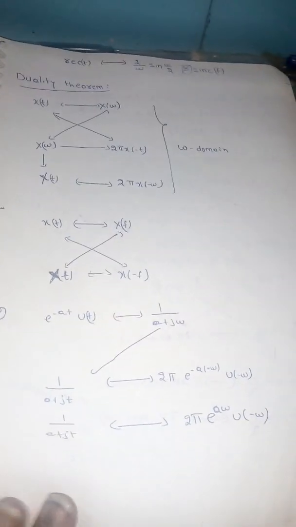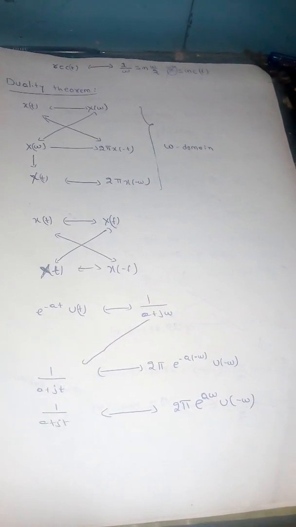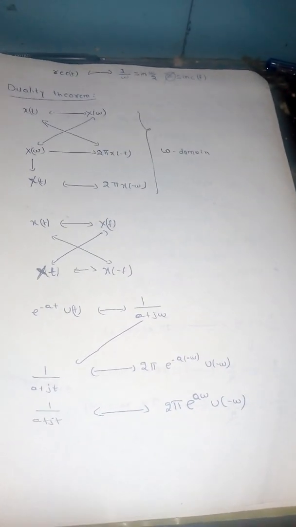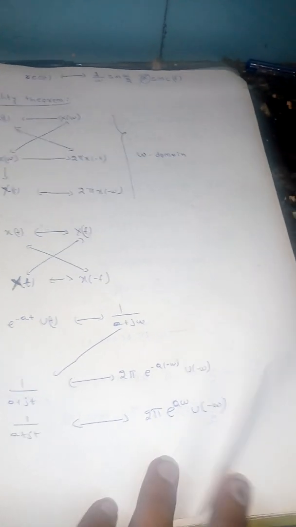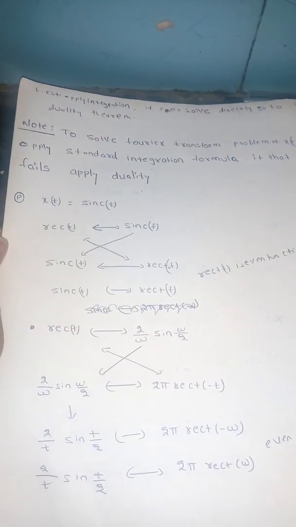From that we get e power minus at u of t means 1 by a plus j omega, then 1 by a plus jt Fourier transform is 2 pi e power a omega u of minus omega. To get Fourier transform, first apply standard integration. If that fails, then apply duality.